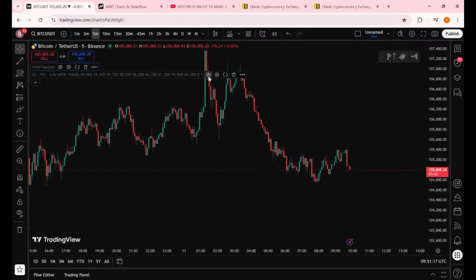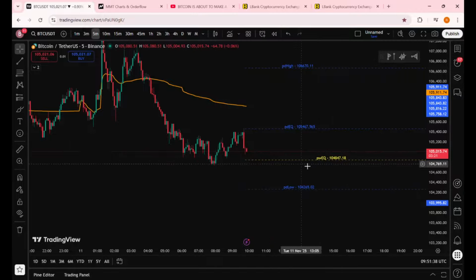And we can see from here that there's a couple of levels. At the current time of recording this video, we can see that we are getting rejected at the PDEQ, which is a previous day equilibrium. And when price actually comes down to PD low or the previous week EQ, we want to see some type of buy pressure to take a long position on the 5-minute time frame.